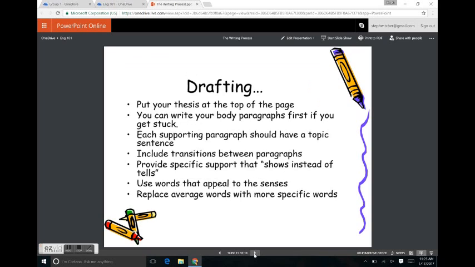All right, so then once you're ready to draft, I don't know how many of you struggle with what I call blank page syndrome. If that's you, I have some suggestions for you. First of all, put your thesis at the top of the page. Now, some of you who really stress about writing think, I don't even have a thesis. I don't even know what I want my thesis to be yet.